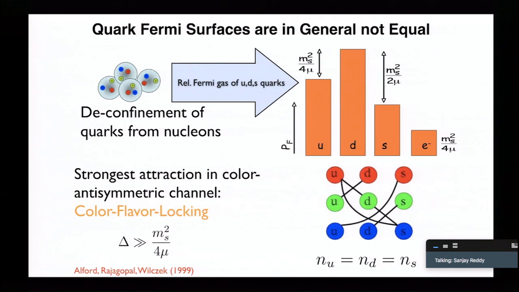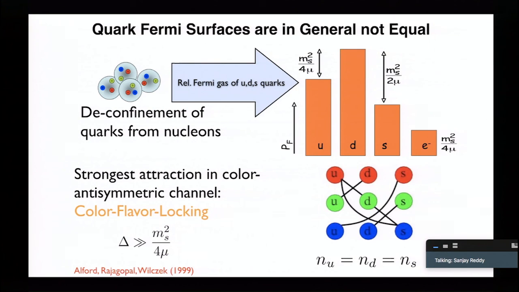The reason for all of these differences is because the strange quark is more massive than the up and down quarks. If all the quarks had the same mass, then there would be no reason to have a separation between the up, down, and strange quark Fermi momenta. So the separation between Fermi momenta is measured in units of ms squared over 4 mu. It turns out that if the pairing energy is larger than ms squared over 4 mu, then the ground state of the system contains equal numbers of up, down, and strange quarks, even though the strange quarks are heavier.